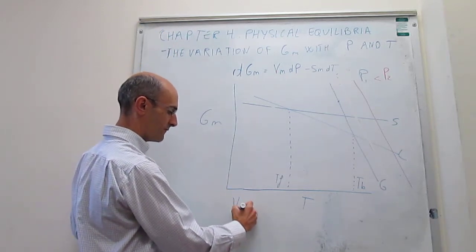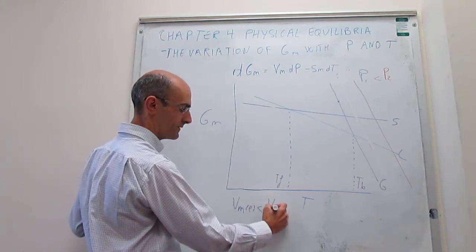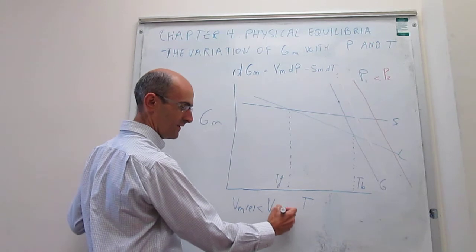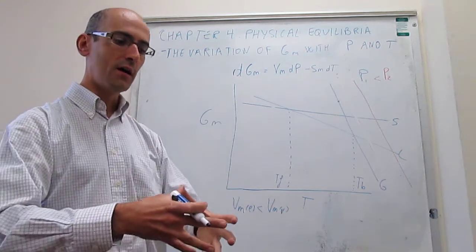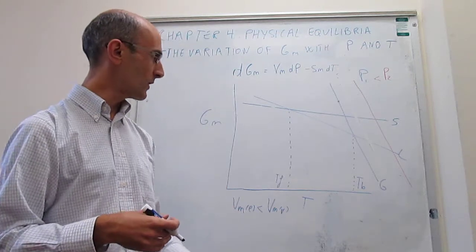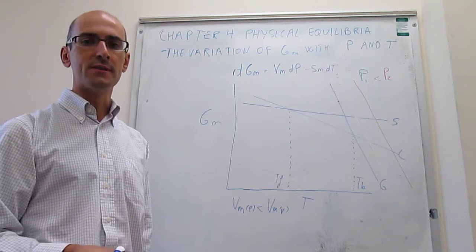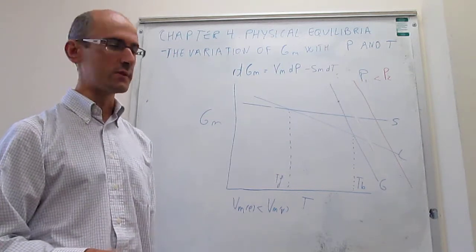Now here's the important thing about water. It turns out that the molar volume of the liquid is smaller than the molar volume of the solid. This is the effect that makes ice expand, or water expand, when it freezes from the liquid. And again, that's an anomaly that only happens for water and a few other substances, but none of the other substances are going to be of interest to us.